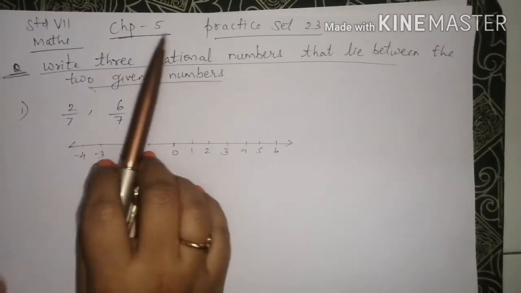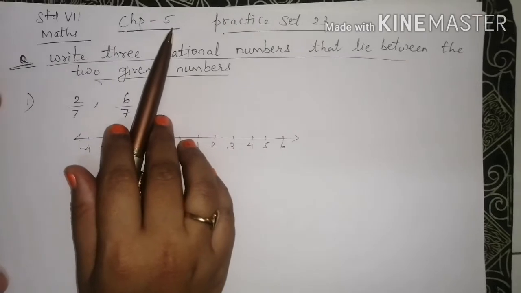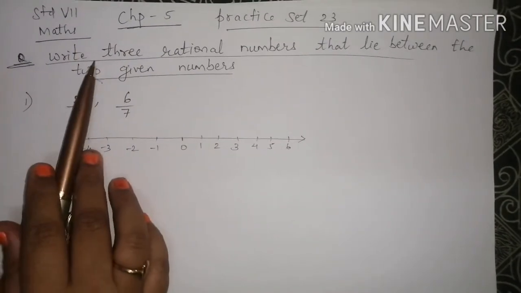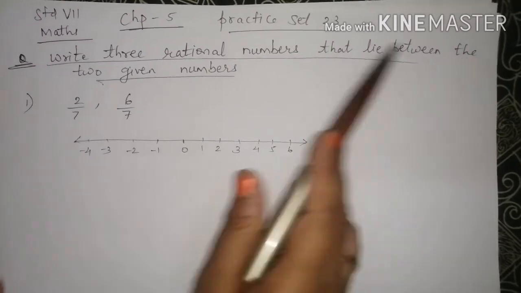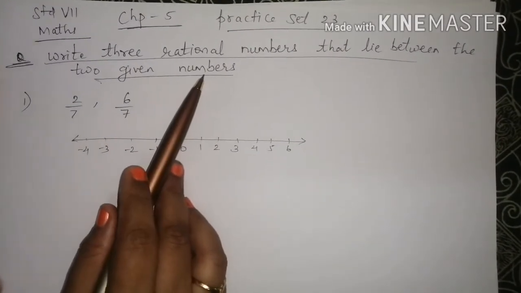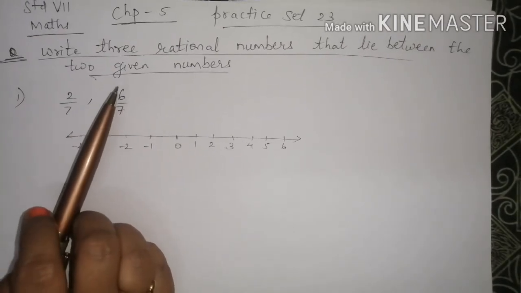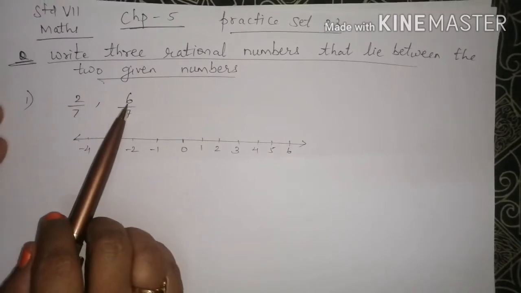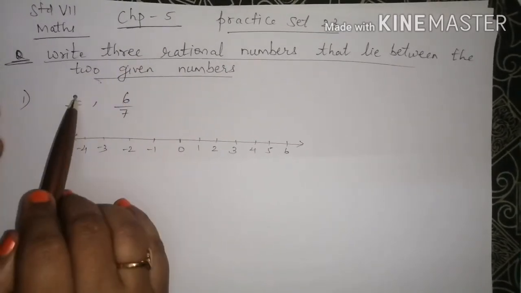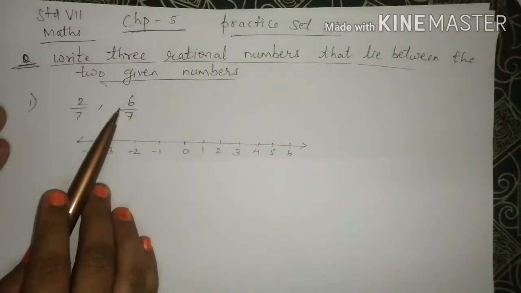Welcome students. Today we are going to start with practice set 23 of chapter number 5. Its question is: write three rational numbers that lie between the two given numbers. Here, children, two numbers are given, 2 upon 7 and 6 upon 7, and we have to find three rational numbers between these two numbers. So how to find them?